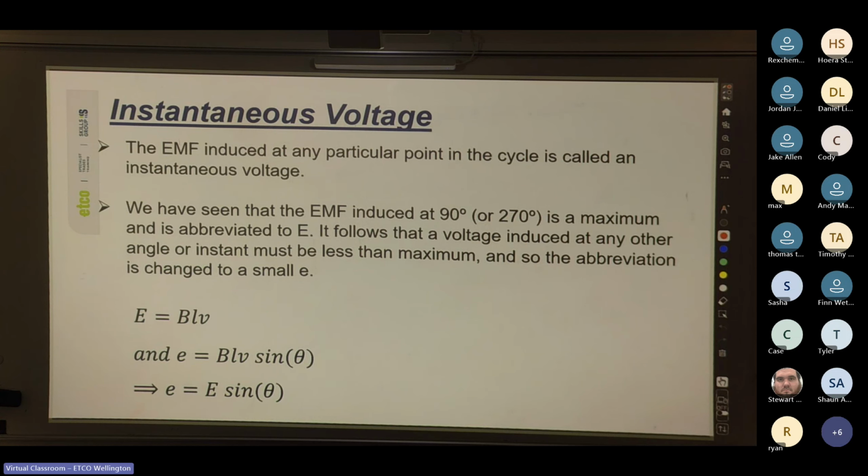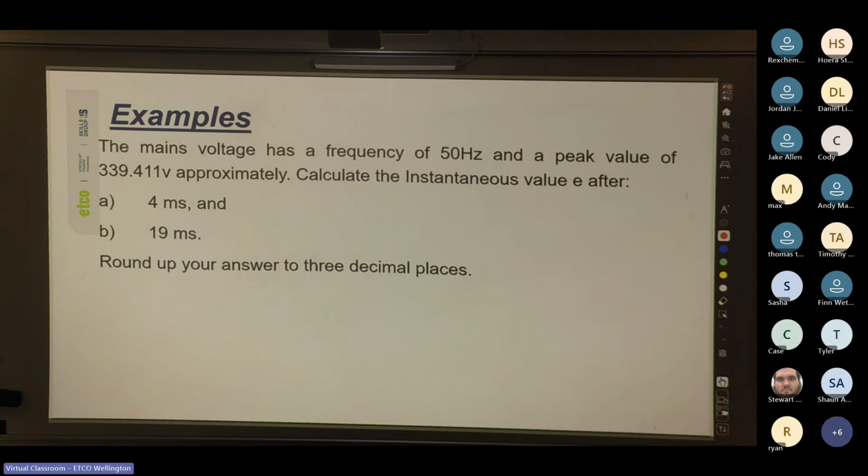So let's put it into practice. The mains voltage has a frequency of 50 hertz and a peak value of 339.411 volts approximately. Calculate the instantaneous voltage e after 4 milliseconds and 19 milliseconds. This one might be a bit more difficult. Round your answer to 3 decimal places. So T equals 1 over F, which equals 1 over 50, which is 20 milliseconds.